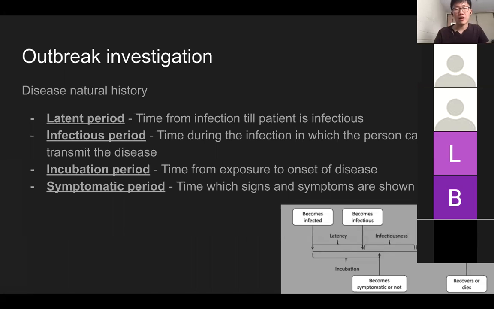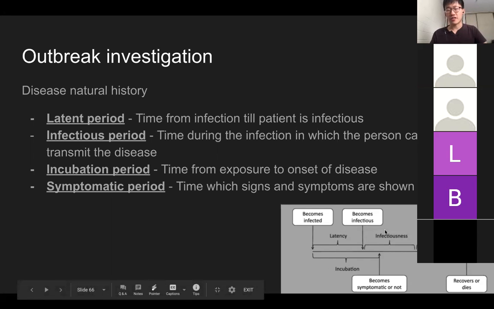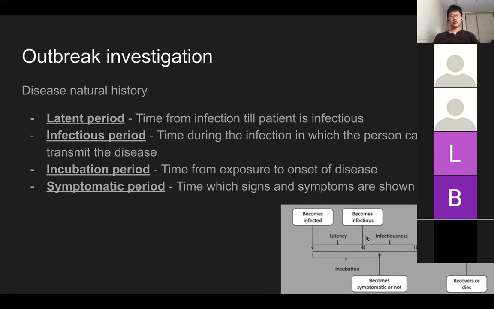Here we've got your outbreak investigation and the disease natural history. Here is just a graph of these specific terms, and you can see this is your latency period, which is the time from when you're infected to when you become infectious. Then your infectious period, where you are able to transmit the disease to someone else.